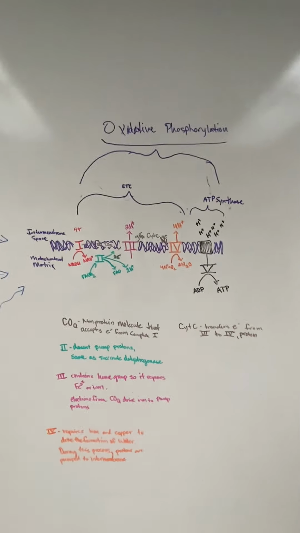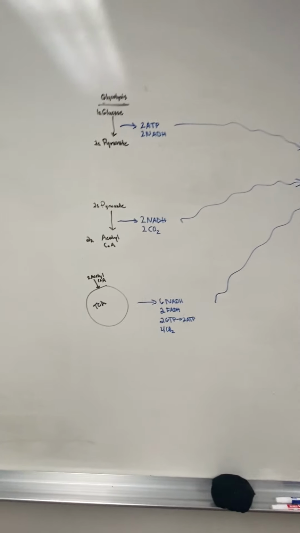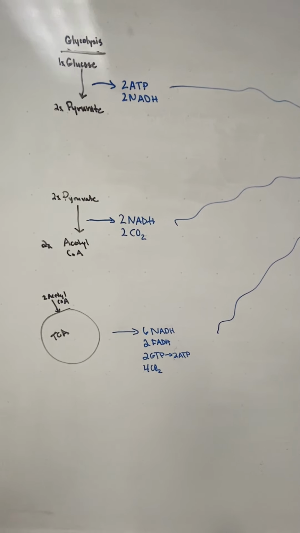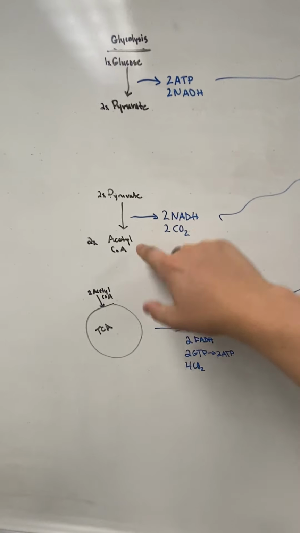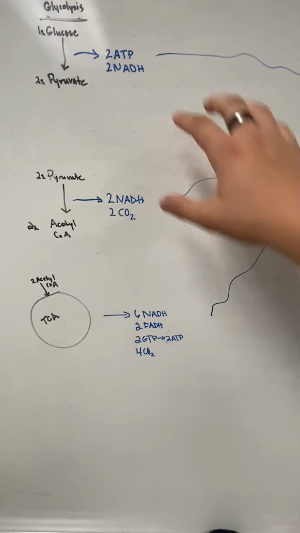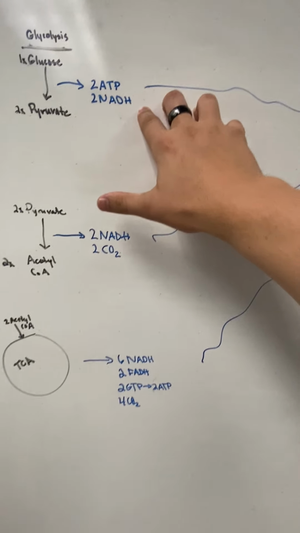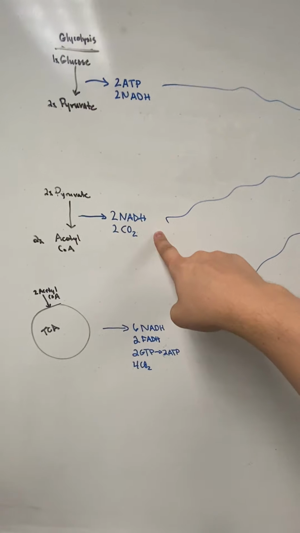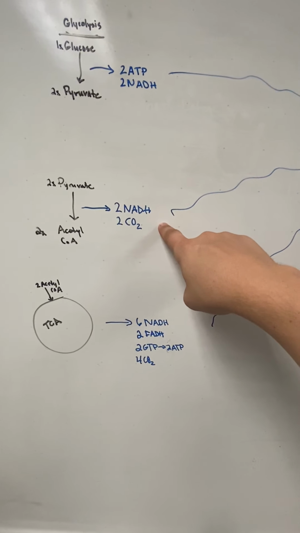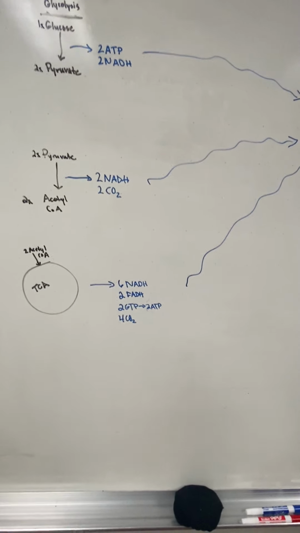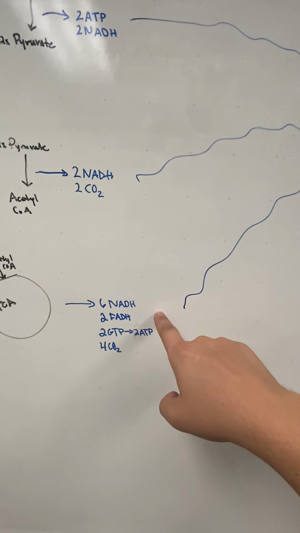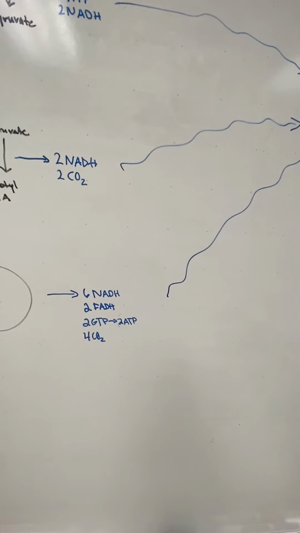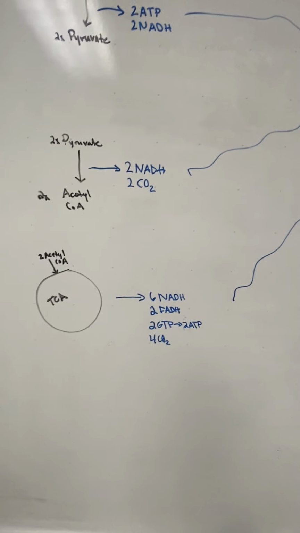Okay guys, so now we're going to talk about oxidative phosphorylation. So these are just the products of what we've seen thus far from glycolysis, turning pyruvate to acetyl-CoA, and then the TCA cycle. We've gotten 2 ATP and 2 NADH from glycolysis. That's just net, right? Because it costs us some to make it. In this transfer, we got 2 NADH and 2 carbon dioxides. And then here we got 2 NADH, 2 FADH2, and then 2 GTP, which can be seen as 2 ATP, and then 4 carbon dioxides, okay?